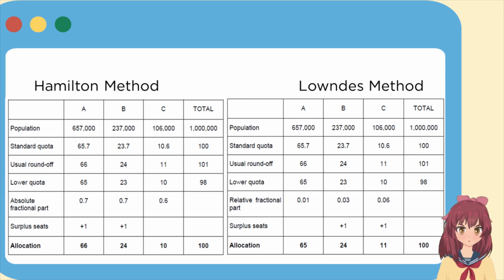So yung fraction part niya is 0.7. And sa Lowness method naman, yung relative fraction part, makukuha yun by dividing the fraction part by the integer part. So dito ulit sa state A, kita natin, for example, 0.7 is divided by 65 rather. So, ayan, nakuha natin yung 0.01. To allocate which state will take the surplus seat, titingnan natin kung ano yung mas malaki. And sa Hamilton method, nakita natin na states A and B took the surplus seats, while states B and C took the surplus seats for Lowness method. So, both are quota methods.